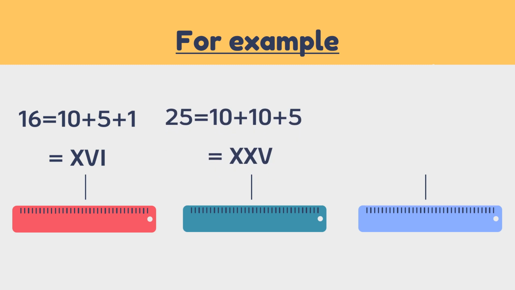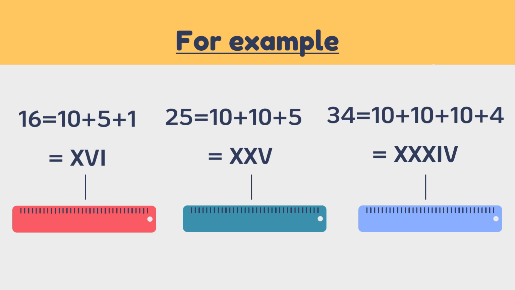Here in the second example, even 25 can be expanded in the terms of tens and ones. So we expand the number as 10 plus 10 plus 5. Now write their symbols. The symbol for 10 is X, and the symbol for one more 10 also is X, and the symbol for 5 is V. So the Roman numeral for 25 can be written as XXV. One more example, children.